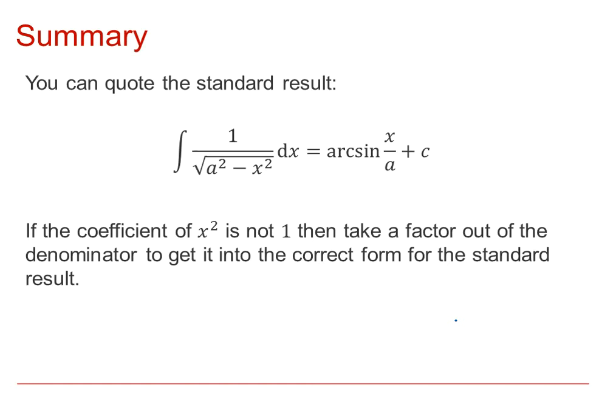So this standard result can be quoted, and the things to watch out for: I would recommend having a coefficient of 1x squared there, and make sure you identify exactly what a is before quoting the result, arcsin x over a plus c. If the coefficient of x squared isn't 1, as we saw in the previous example, then it's worth pulling that coefficient out as a common factor in order to make sure that you do have just 1x squared.